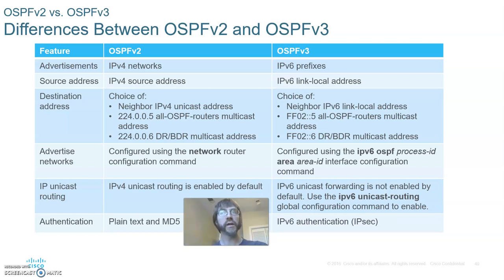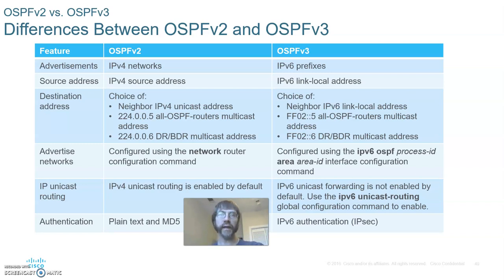Another one of the big differences, when you're advertising your networks in v2, you use the network statement in router configuration mode. For OSPFv3, you do the ipv6 ospf and then the process ID and then the area ID on the interface you want to add. Now, if that interface happens to have multiple addresses configured on it, you really wouldn't want to do that with multiple networks, but I suppose you could. It will add the appropriate prefix to the routing process when you add that command to the interface.